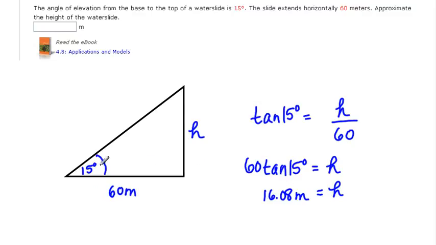and we want to approximate the height h. So using the ratio that involves the side h and the side that we know, that is opposite over adjacent, that becomes tangent of 15 degrees is equal to h over 60. Then just multiplying both sides by 60, we get 60 times tan of 15 degrees is equal to h. Use your calculator and make sure that you have the mode in degree mode, and you'll come up to 16.08 meters as the height of the water slide.